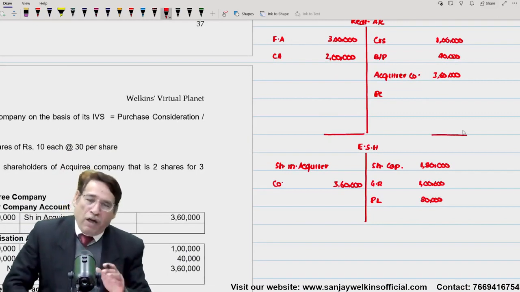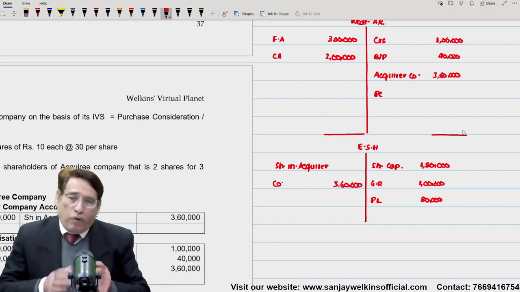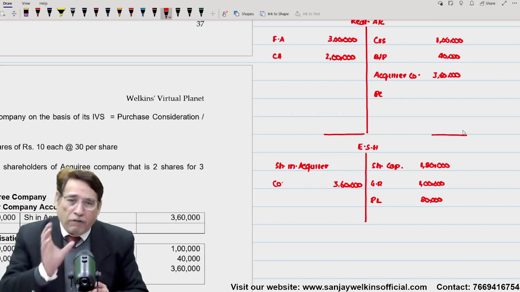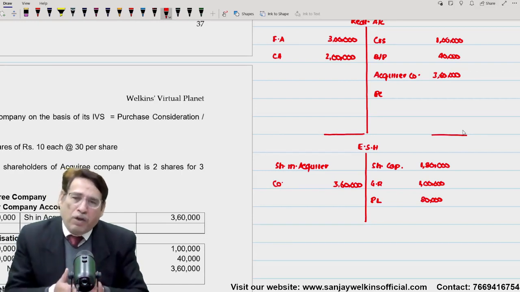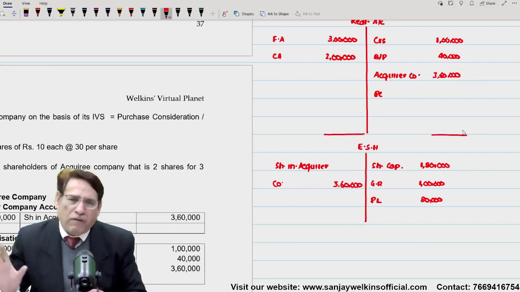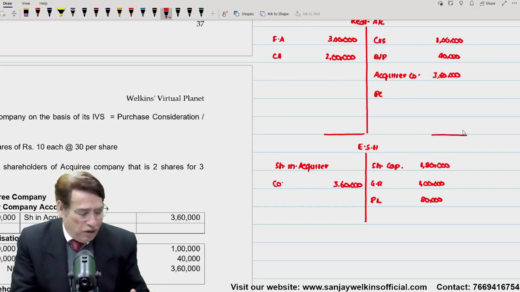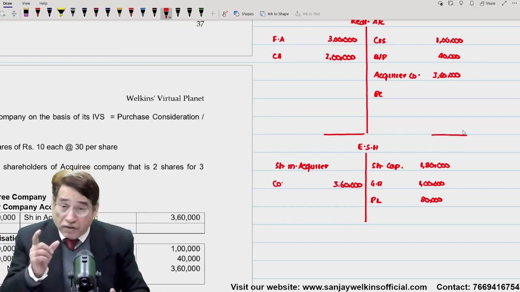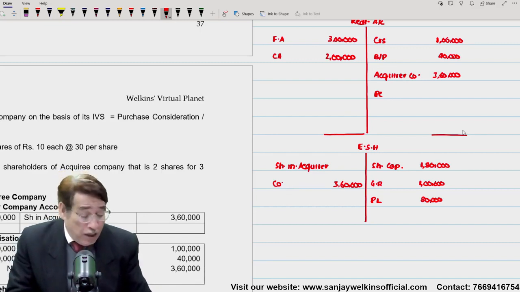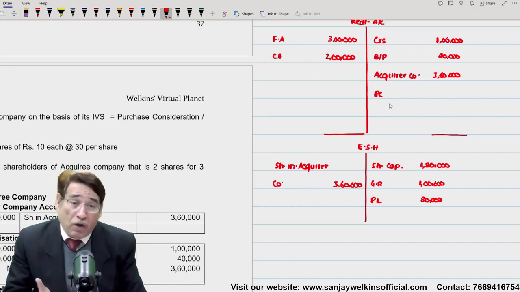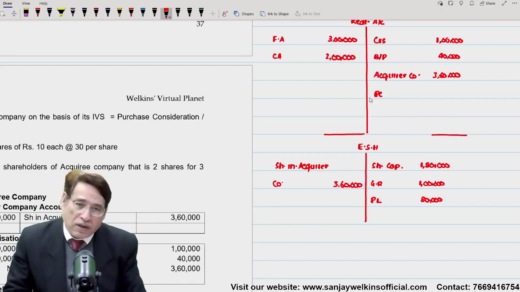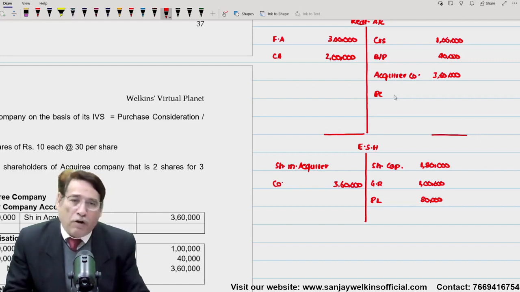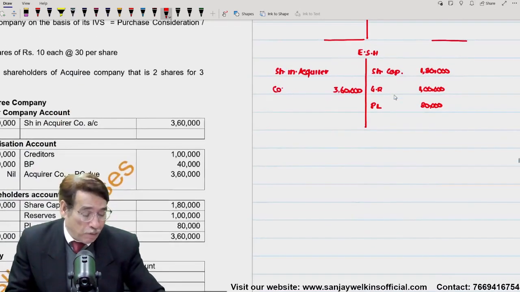Honestly speaking, whenever you are given a question based upon intrinsic value of share, never ever would the questioner ask you accounting in the books of the acquiring company, because there is hardly anything to do. That is what exactly I wanted to prove. But at the same time, don't make it a rule that there will never be any loss or profit in an intrinsic value of shares question. No, nothing like that. Coincidentally, in this case, both the sides are getting tallied on their own. So that is why no loss or profit.